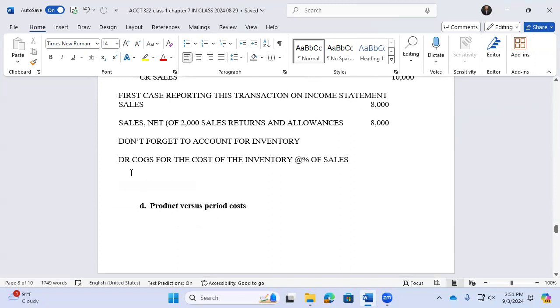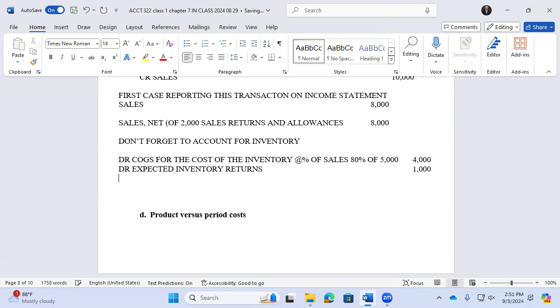And so what we would do is we would take 80% of 5,000, which would be 4,000, and that's our debit. And then we would also have a debit for expected inventory returns of 1,000. And then we'd have a credit to merchandise inventory for the $5,000. So what's happened is our inventory is only gone down by 4,000 because the expectation is we're going to get those $1,000 back. Any questions there?